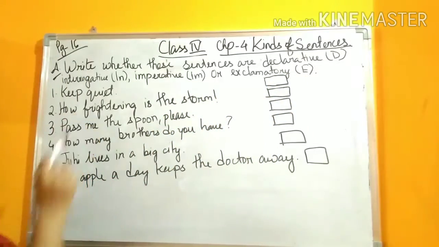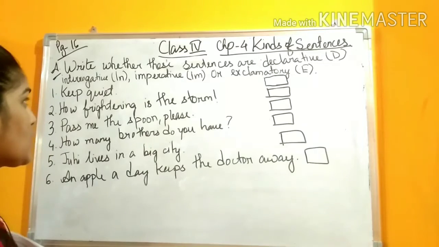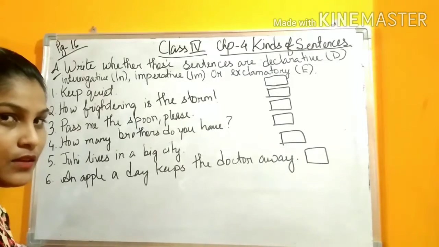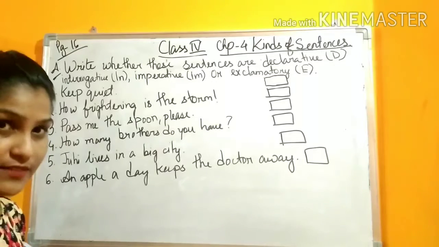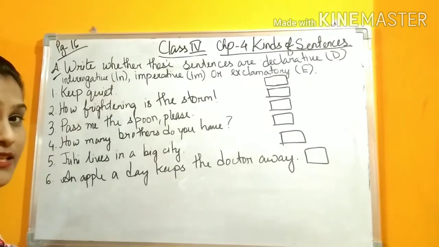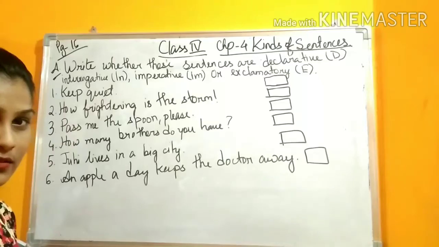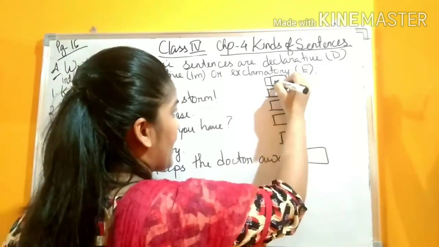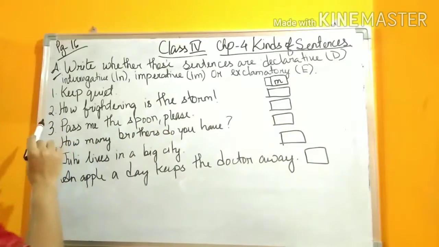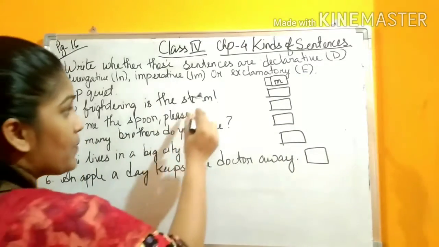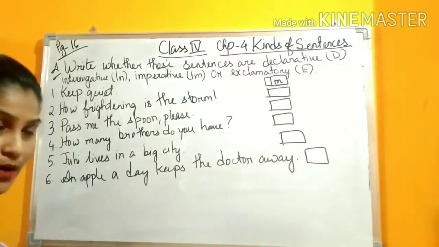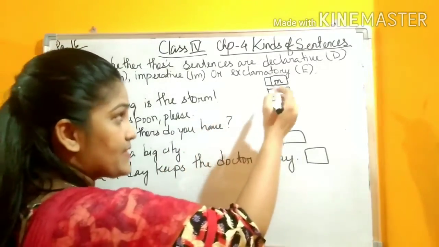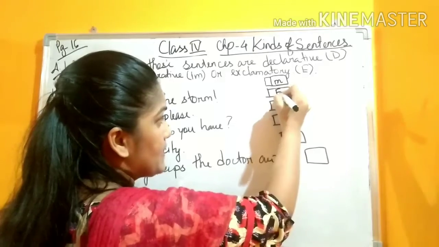Number 1. Keep quiet. So this one, what type of sentence is it? Keep quiet. This is an imperative sentence. It is telling what? It is an order. Keep quiet. So, you will write what? Imperative, I am. Number 2. How frightening is this storm? This is what? An exclamation mark. From here only you can understand what type of sentence it will be. Exclamatory. You will write E.